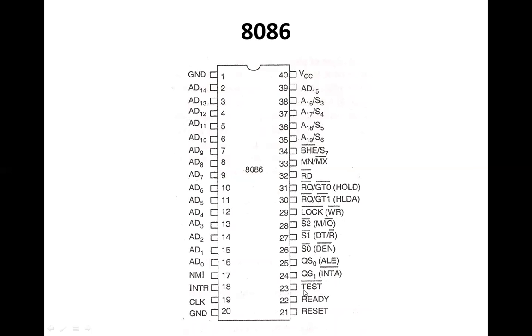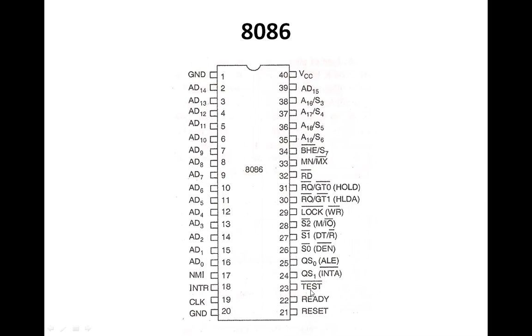Then the next signal is the test signal. The test pin is an input, and it is tested by the wait instruction. This is again an incoming pin to the 8086, and it is going to test the wait instruction. If the test is at logic 0, it means whenever it is low, the wait instruction functions as a no operation. But if the test is at logic 1, the wait instruction waits for the test to become 0.